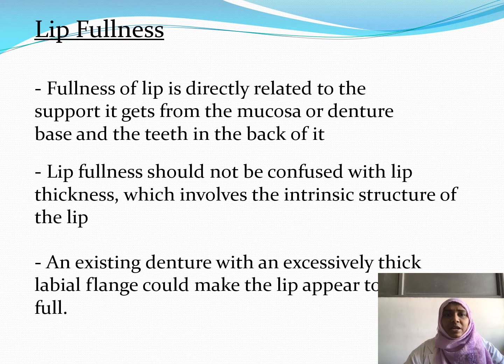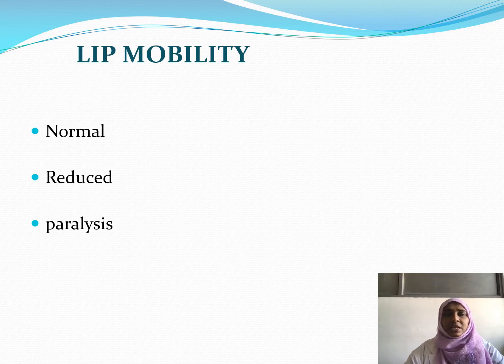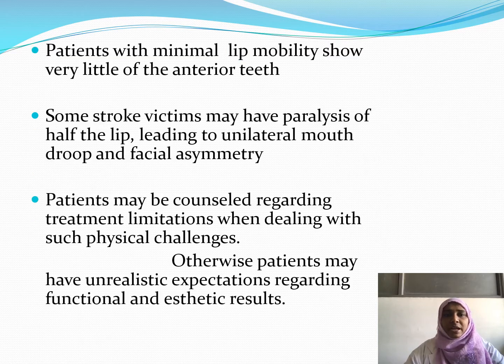Coming to the fullness of the lip, it is directly related to the support it gets from the mucosa or denture base and teeth in the back of it. Lip fullness should not be confused with lip thickness, which involves the intrinsic structure of the lip. Coming to lip mobility, it might be normal, reduced, or paralyzed.